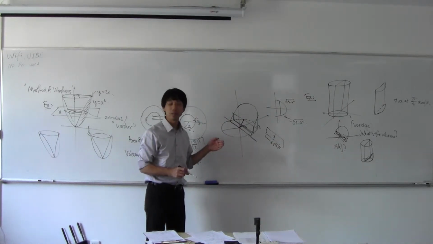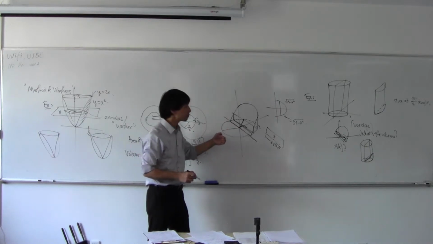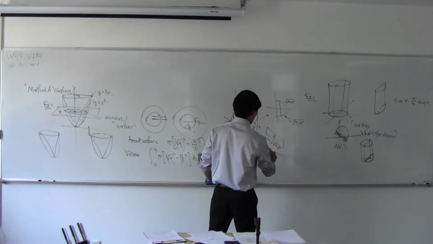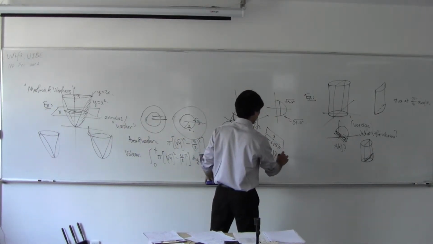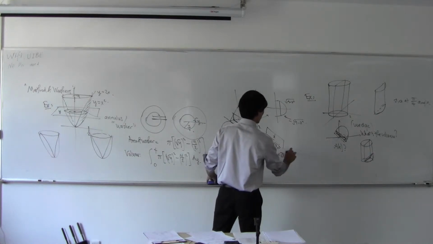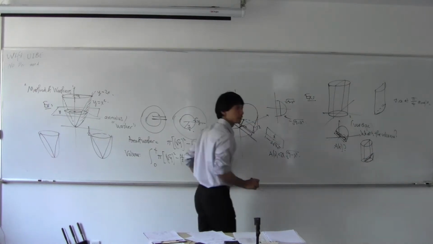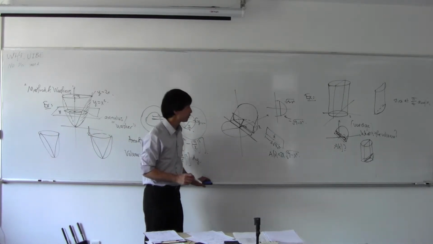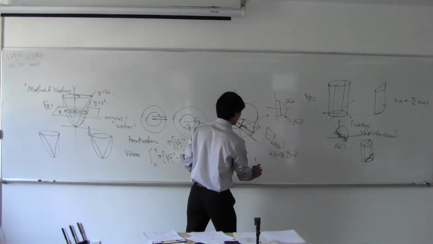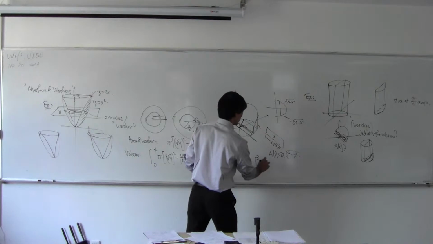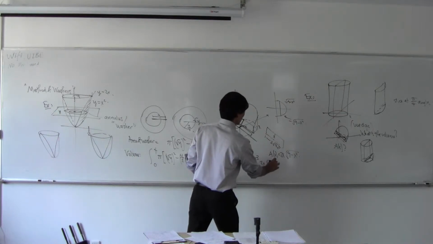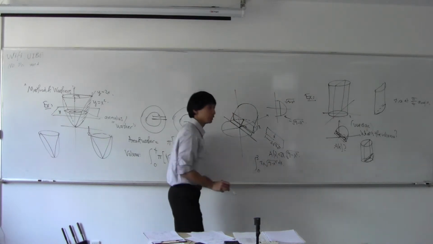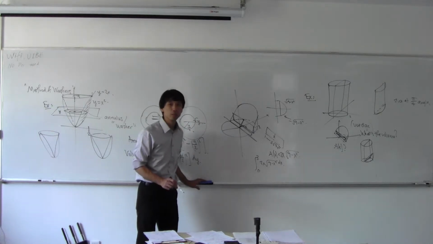You guys see that? So the area then is going to be x times 2 root 9 minus x squared. Okay, and so the volume is going to be the integral from 0 to 3 of 2x root 9 minus x squared dx, which is very easy to integrate by u substitution.